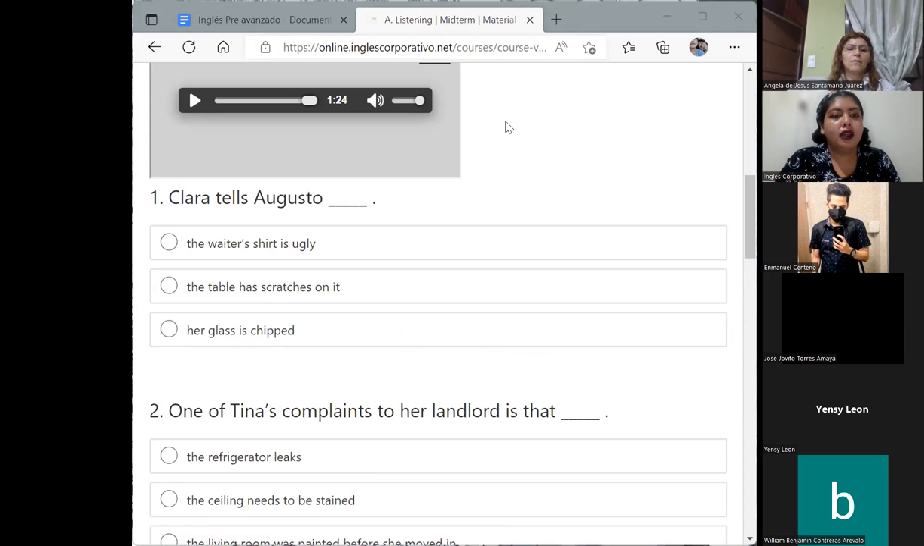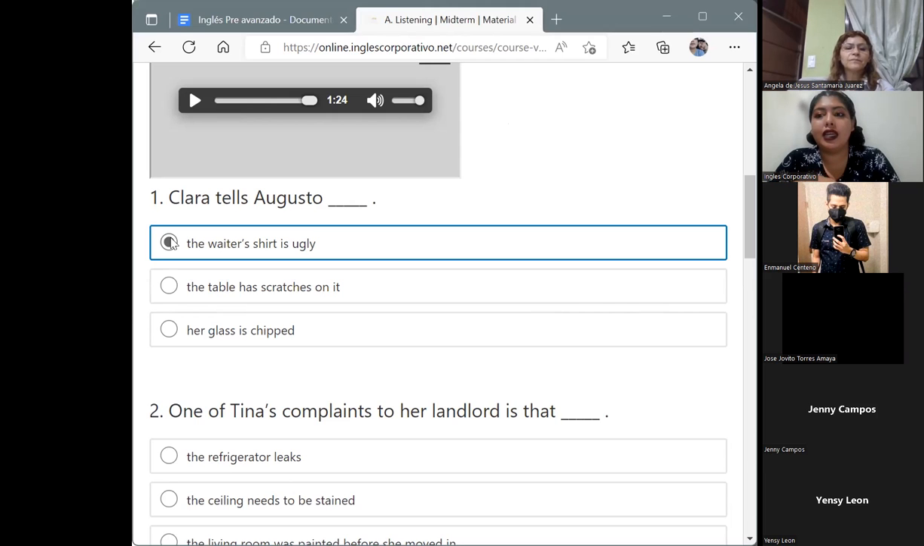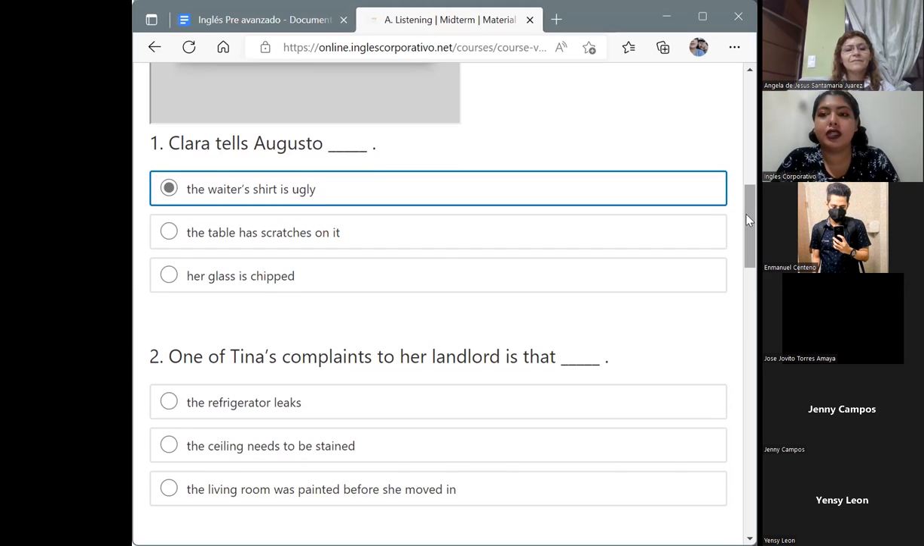Okay, that is the first part. Clara tells us Augusto, what? Her glass is chipped. Another answer? The waiter's shirt is ugly. Good. She said that the waiter's shirt is horrible, and who said that the glass is chipped was Augusto. So in the first one, we have: the waiter's shirt is ugly.